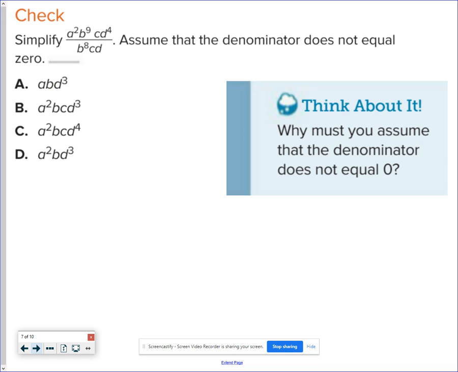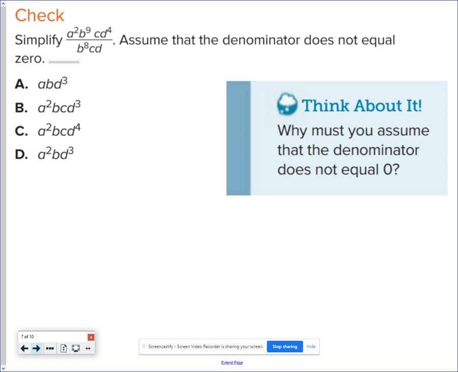Okay, this is the check problem. If you're watching this as a video, you could pause the video and try this out. I'm just going to keep going and talk through this. It does say to assume that the denominator does not equal 0. It also says to think about it on the side of the paper. That's because we can't divide by 0, right?